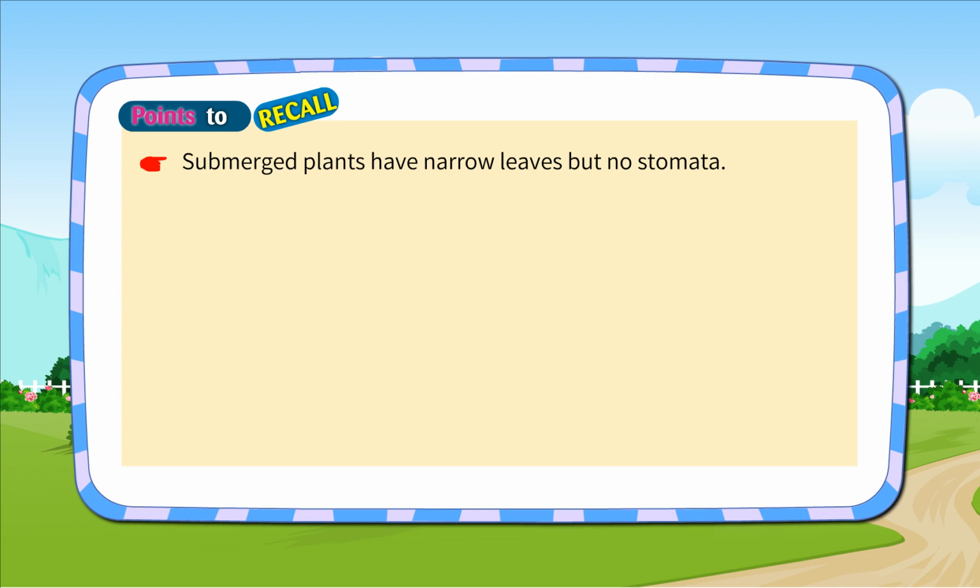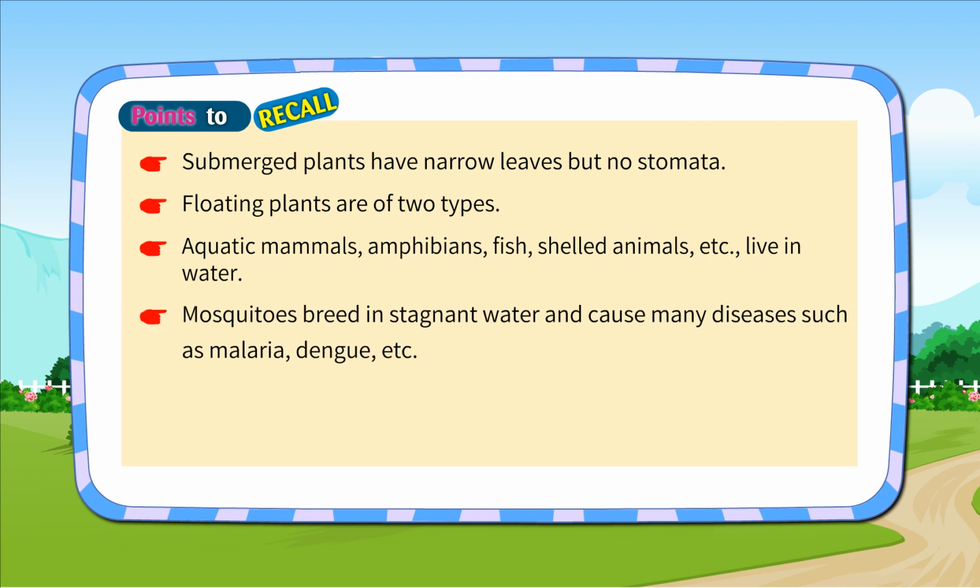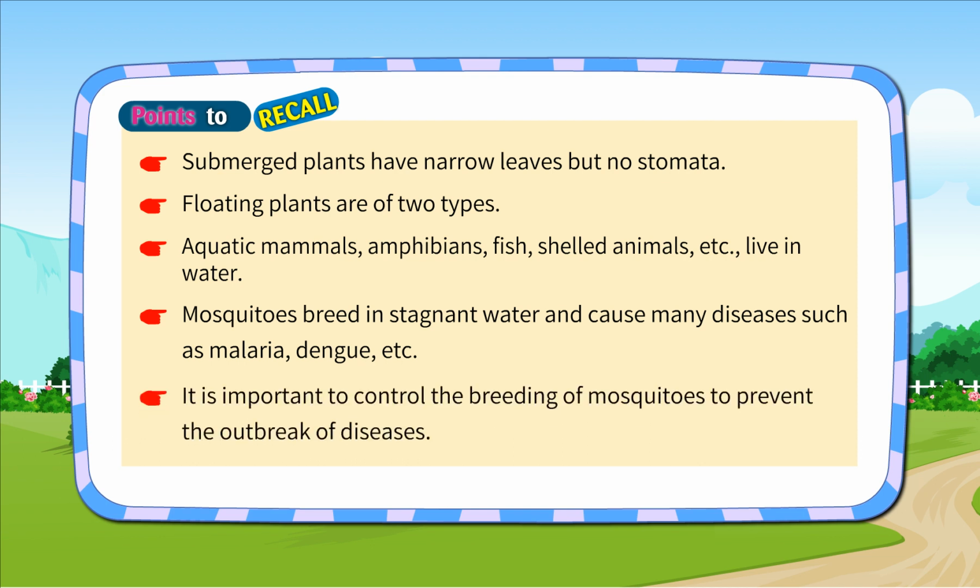Points to recall: submerged plants have narrow leaves but no stomata. Floating plants are of two types. Aquatic mammals, amphibians, fish, shelled animals, etc. live in water. Mosquitoes breed in stagnant water and cause many diseases, such as malaria, dengue, etc. It is important to control the breeding of mosquitoes to prevent the outbreak of diseases.